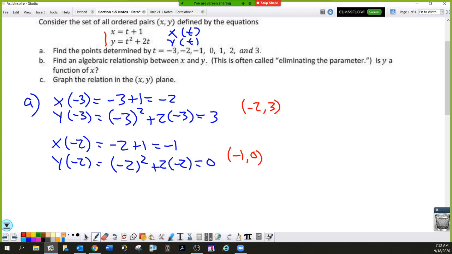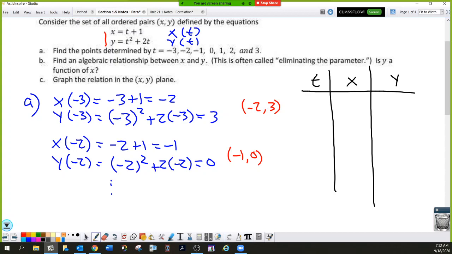The t-table makes life easier, so we'll just make a t-table over here. The way it works is you have a t with corresponding x's and y's. So -3, -2, -1, 0, 1, 2, 3. And we've already seen what we get when we plug in -3. It gave us -2, 3. We saw what we got when we plugged in -2. It's -1, 0.